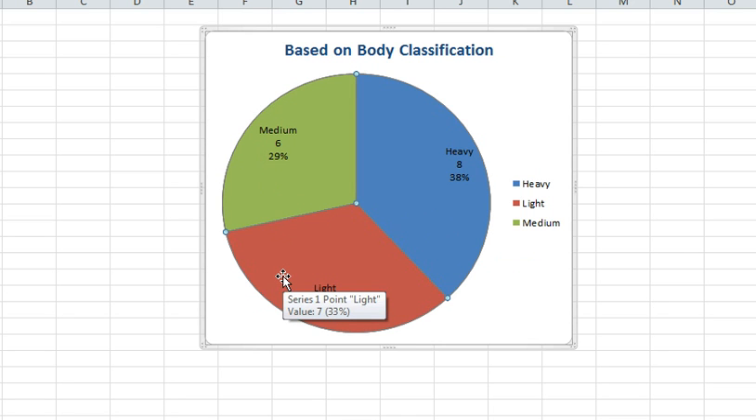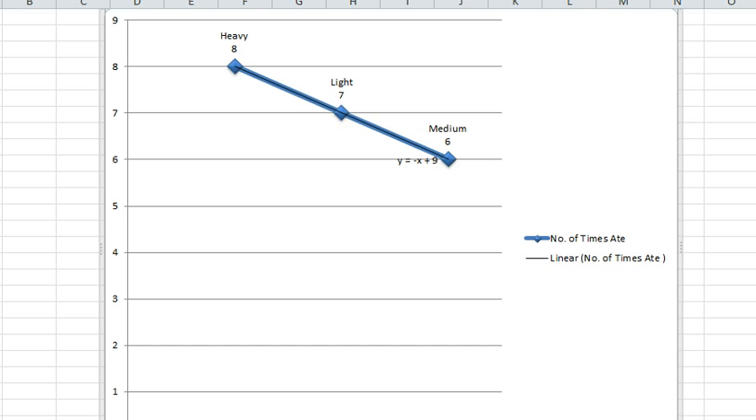Now, in the graph we made, the x-axis represents the number of people per weight category. We see that the weight category with the highest number of respondents is the Heavy category, while the lowest category is the Medium category. Alright, that's pretty much it for the presentation.